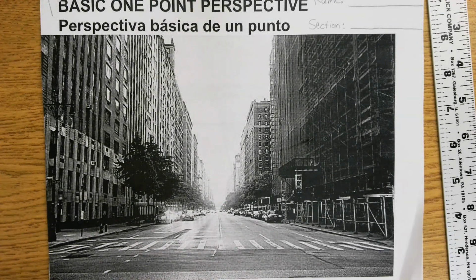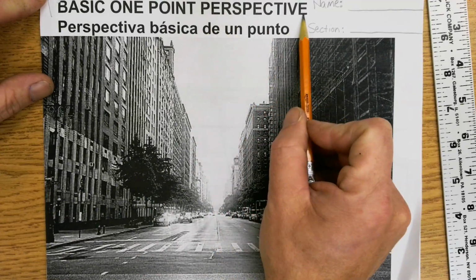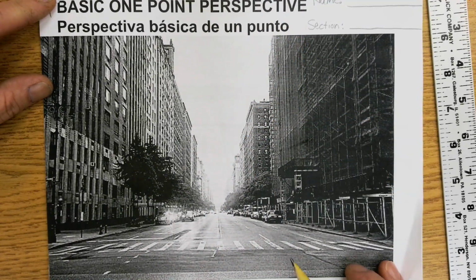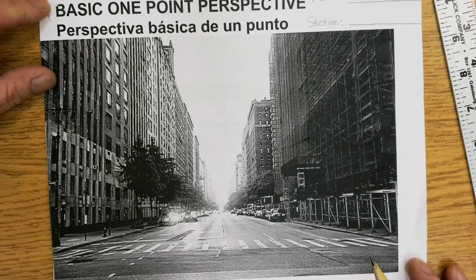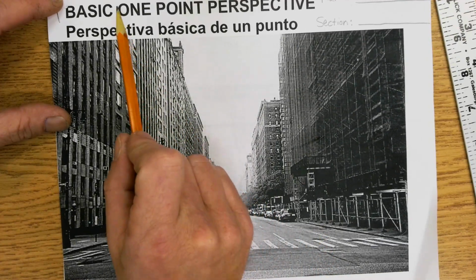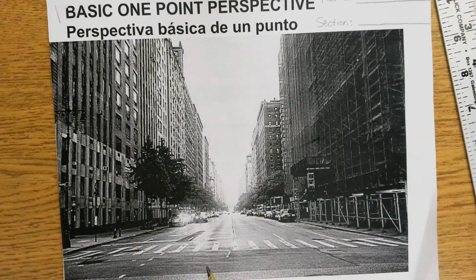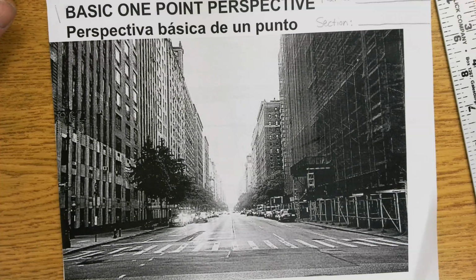Okay, kids. So today you're going to learn a little bit about something we call perspective. Perspective is the way we see things, the way our eyes see distance and space. And in this case, we're going to be doing something called one-point perspective. The reason we call it that is because of what you can see in this picture. In this picture, we can see a city street with some buildings, some trees, and some cars.